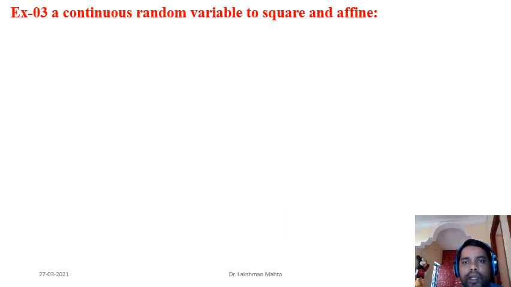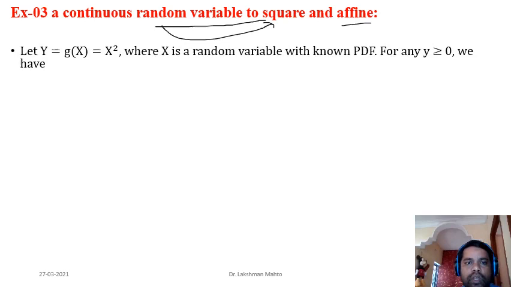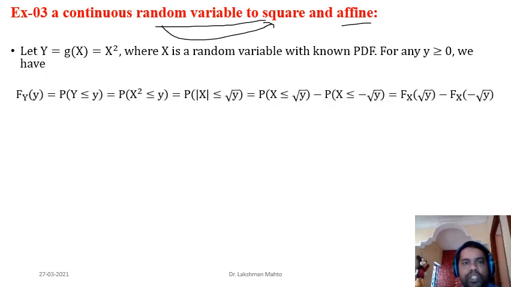So here another thing: take any continuous random variable, and from it try to derive two kinds of functions. One is a square, another one is affine, that means a linear function. If you take a square function, x square, where x is any random variable, and you define a new random variable x square, then how can you find the PDF of x square?